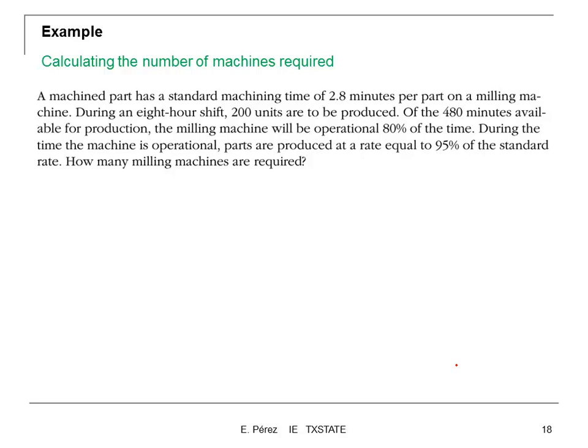So the machine part has a standard machining time of 2.8 minutes per part on a mill machine. And during an 8-hour shift, 200 units are to be produced. Of the 480 minutes available for production, the mill machine will be operational 80% of the time. And during the time the machine is operational, parts are produced at a rate equal to 95% of the standard rate. So the question is, how many milling machines are required?